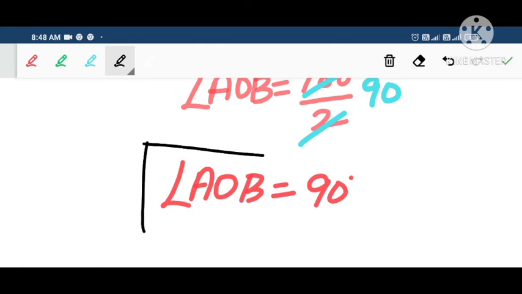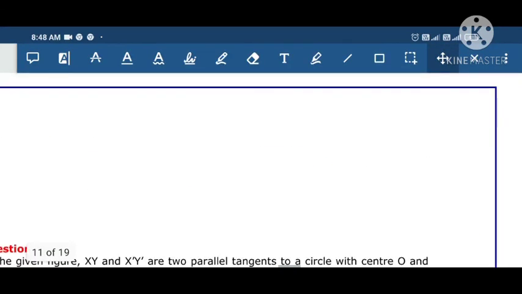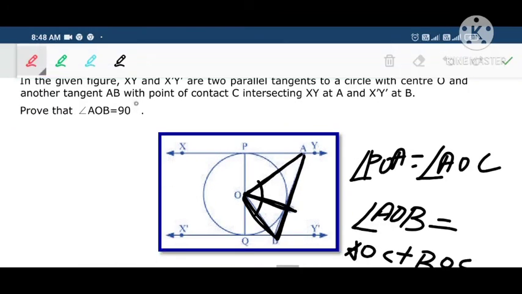Now go and observe the question: what we need to prove is that angle AOB is equal to 90 degrees. By using this figure, lines and angles, and the criteria of the triangle, we finally proved angle AOB is equal to 90 degrees. You can practice these questions on your own. Once you read the question, practice it by yourself.